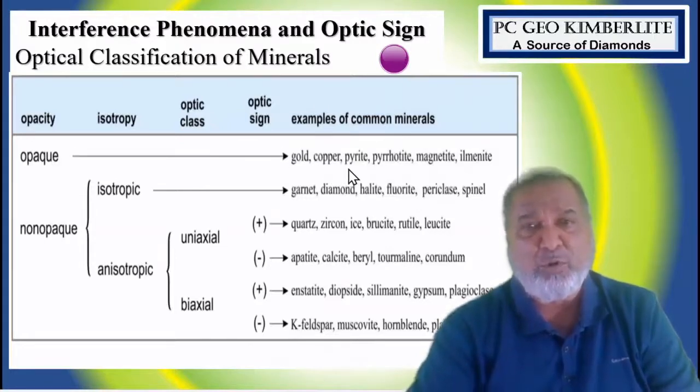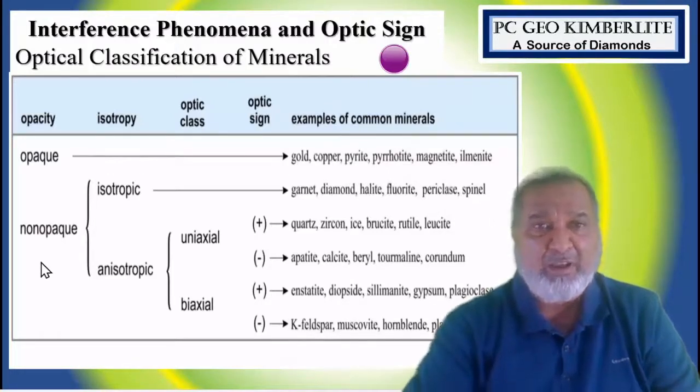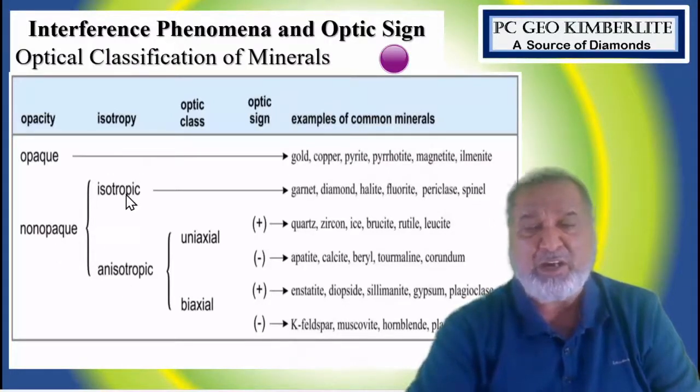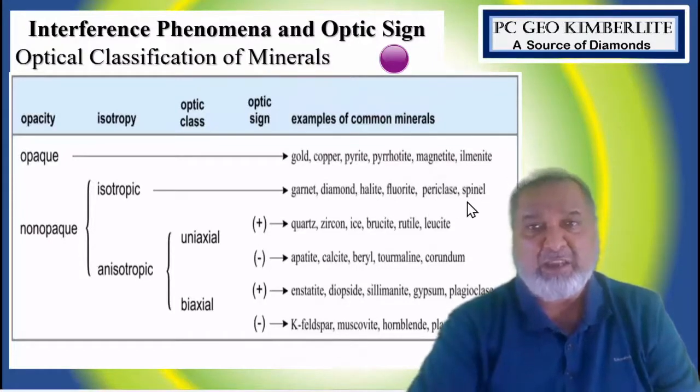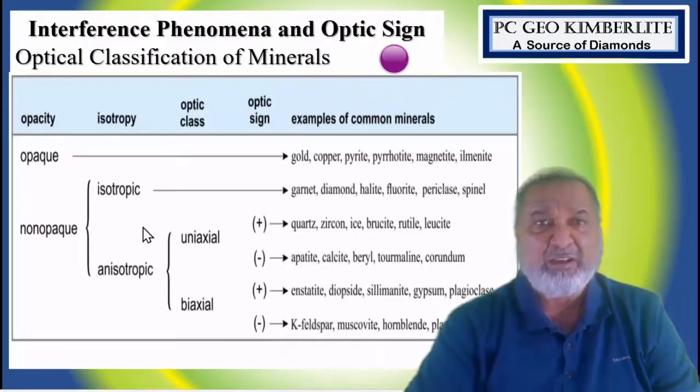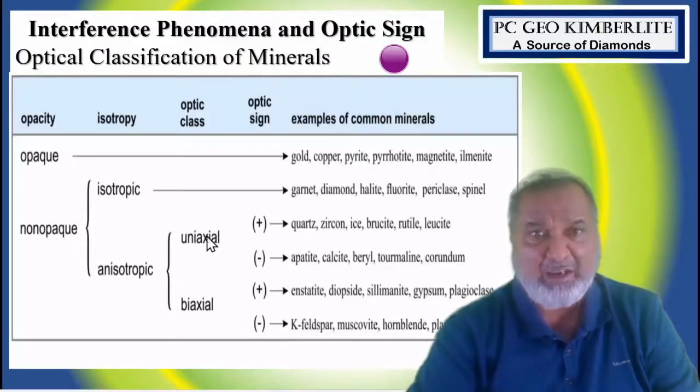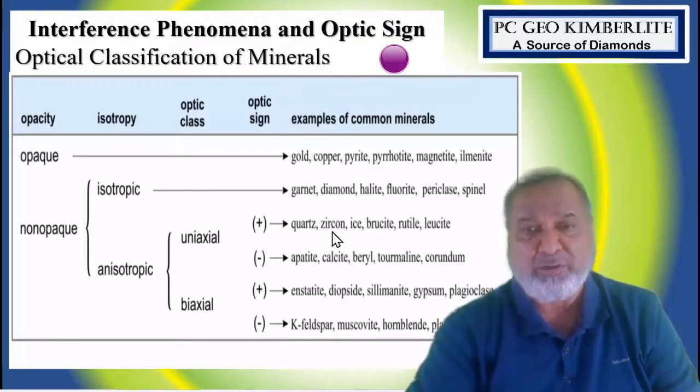Opaque minerals: gold, copper, pyrite, pyrrhotite, magnetite, ilmenite. These are the opaque ones. And non-opaque, in this category, are divided into isotropic and anisotropic. In the isotropic: garnet, diamond, halite, fluorite, periclase, and spinel come under this category. Then in anisotropic, we have again uniaxial and biaxial. So in the uniaxial positive: quartz, zircon, ice, brucite, rutile, and leucite. Whereas negative uniaxial minerals: apatite, calcite, beryl, tourmaline, and corundum.